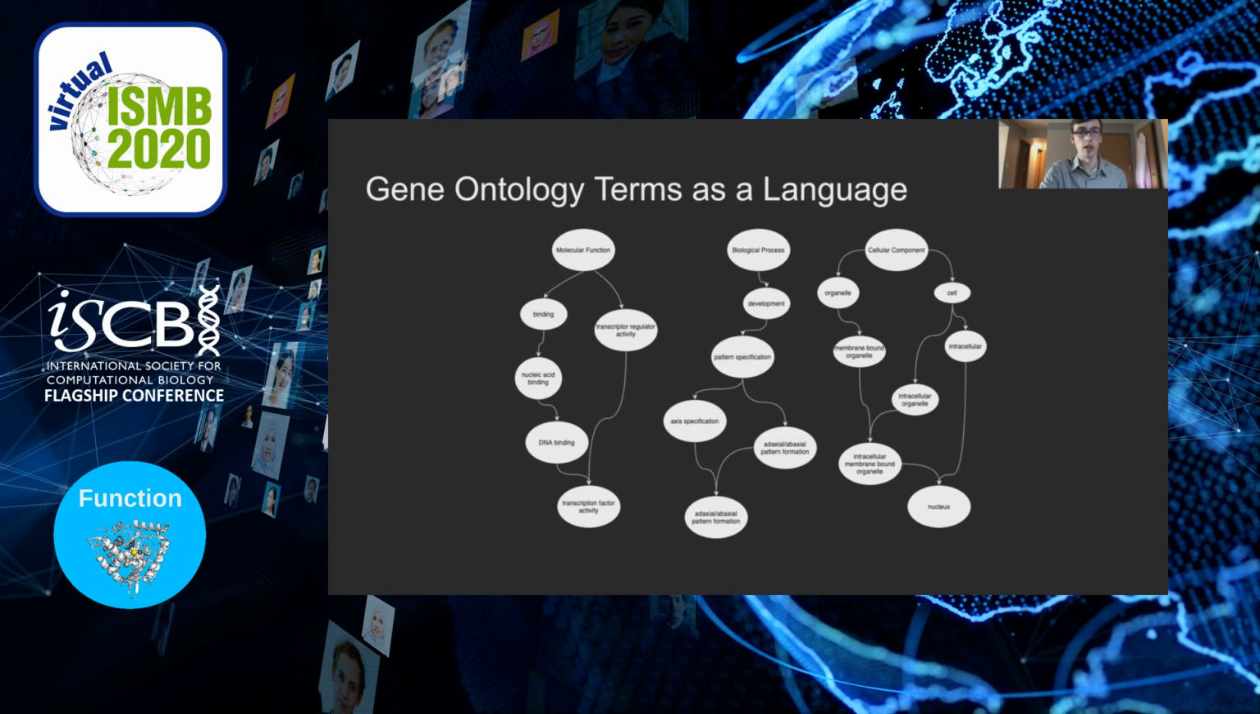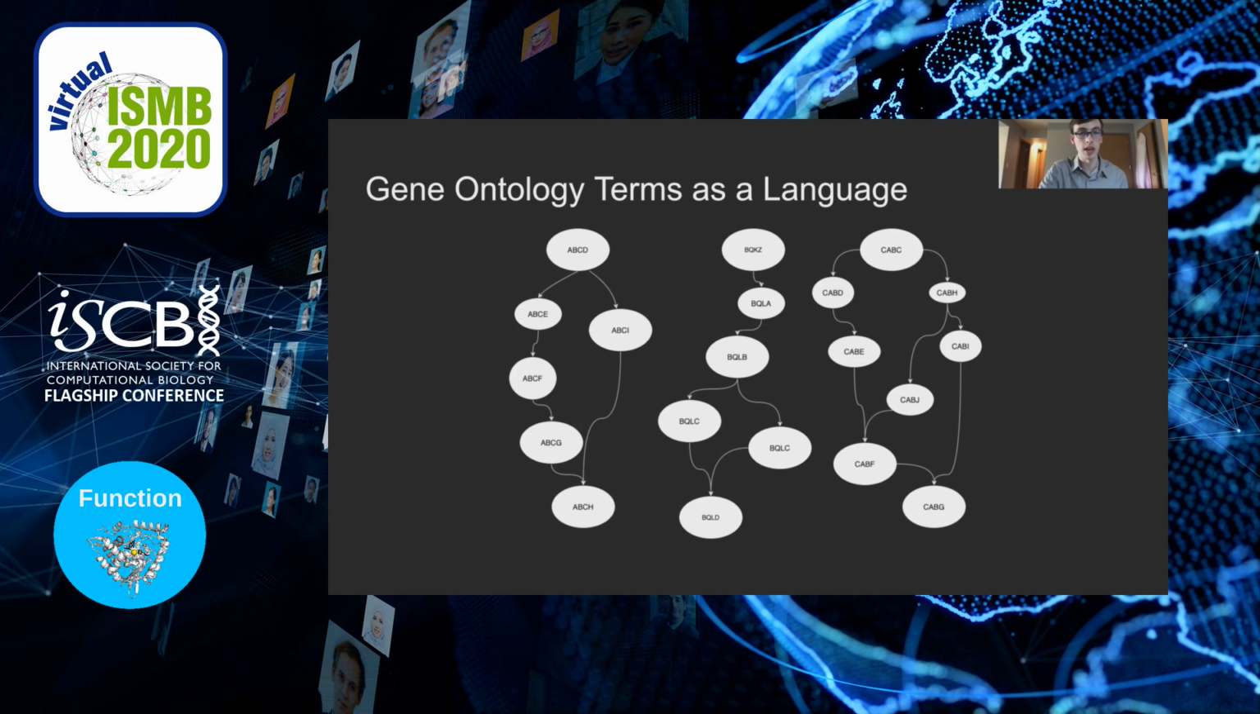So if we have a gene ontology tree that looks like this, we have molecular function, biological processes, and cellular components. We perform a depth-first search on these to get indexes, and then once we convert those into letter strings, we get a gene ontology tree that looks like this. Each of these terms directly correlates to the IDs, and they now represent our gene ontology language.